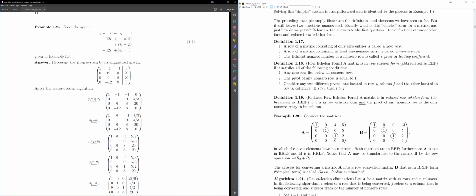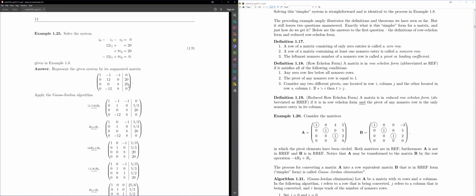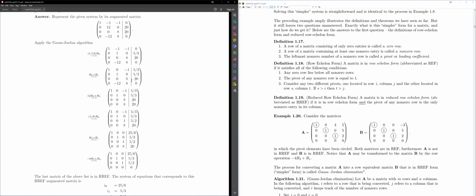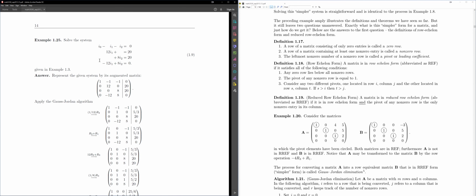Okay, so that's how we're going to go about solving systems, right? You have your system to start off with, form your augmented matrix, apply Gauss-Jordan until you get an RREF. From the RREF, you look at the associated system, and then the solution set from this is going to be the solution set of your original system.